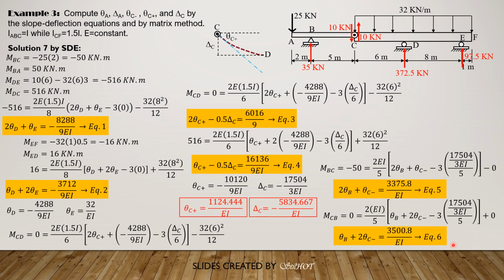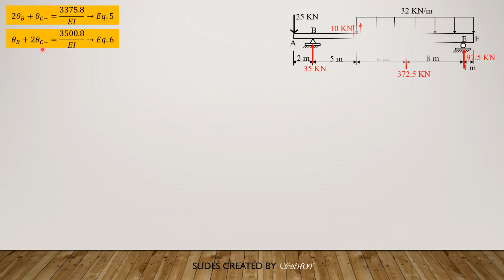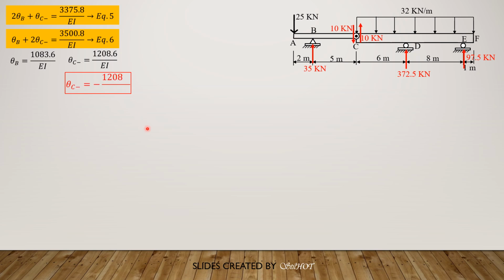Solving these equations 5 and 6 simultaneously, we get, so let's copy the equations again. So solving these two equations simultaneously, we get theta B equals 1083.6 over EI, and that's clockwise, or if that is required, then that's negative as final answer. Then theta C just to the left is 1208.6 over EI. This is clockwise, so therefore our answer for theta C left is negative 1208.6 over EI because it is clockwise.